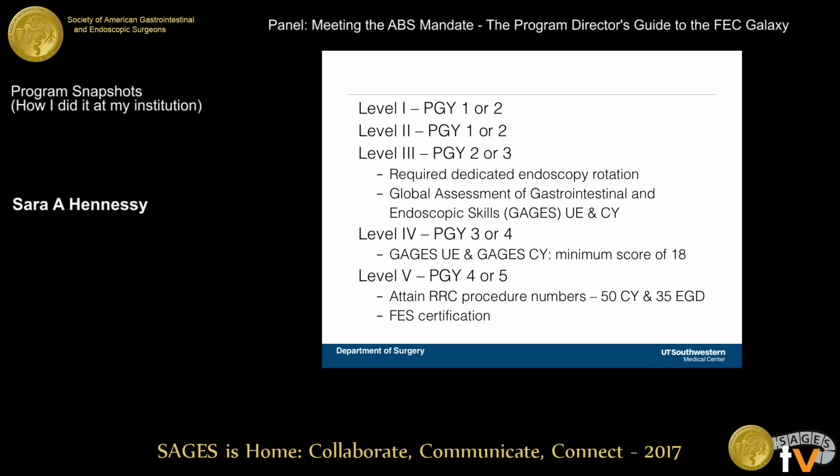Level 3 is to be completed in the PGY 2 or 3 year. This requires a dedicated endoscopy rotation, and then the residents having standardized assessment through GAGES on upper and lower scopes. And then level 4, to be completed in the PGY 3 and 4 year, again GAGES with a minimum score of 18 for each resident. And then finally, to be able to attain all their procedural numbers, 50 colonoscopies, 35 EGDs, and then of course the FES certification.